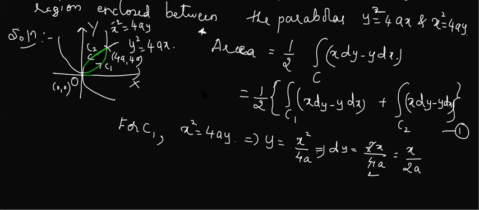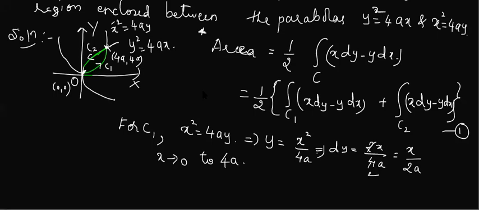Now, as everything is converted in terms of x in C1, tell me what is the value of x here? Because this is the lower part. What is the value of x here? It is 0, at the origin. See, C1 is like this. Here the value of x is 0. What is the value of x at this point, the upper side? 4a. So x varies from 0 to 4a.